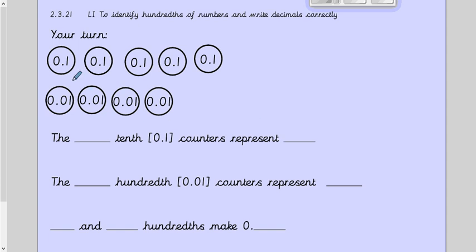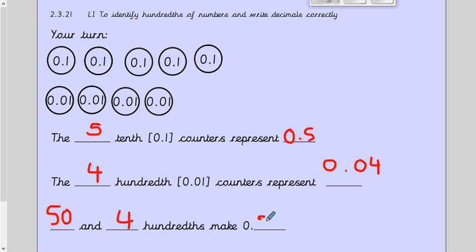So if you have 1, 2, 3, 4, 5 tenths counters, that represents 0.5. There are 1, 2, 3, 4 hundredths counters, which represent 0.04. So 5 tenths and 4 hundredths make 0.54. Okay, so think of it, if you're still getting a bit confused by it, 10 of these counters makes one of these.